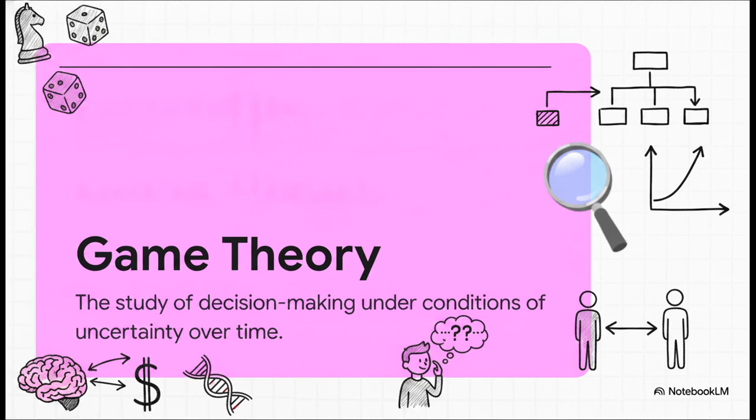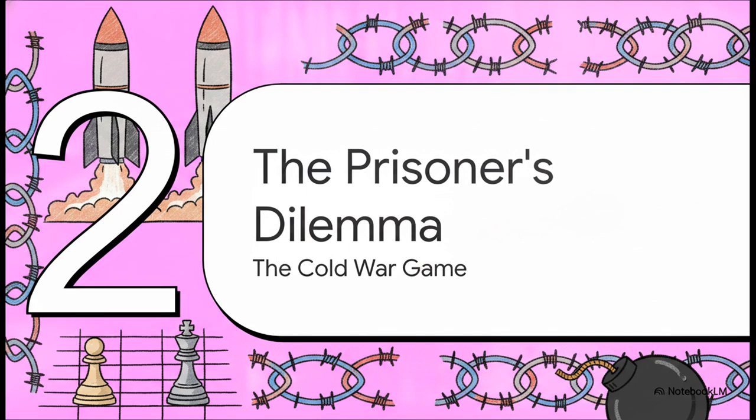It was originally pioneered by the brilliant mathematician John von Neumann, and this framework is literally the ultimate tool for decoding human behavior, economics, and, believe it or not, even biological evolution. It gives us a way to figure out the absolute best moves when we aren't the only ones playing the game. Section 2, the prisoner's dilemma.